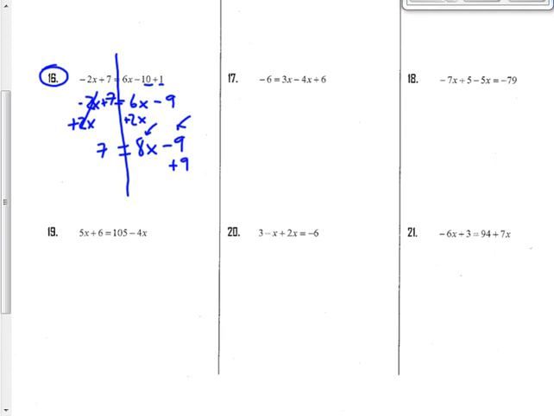Get rid of the minus 9 first by adding 9. So I get 16 is equal to 8x. Divide by 8 because it was 8 times x, and x is equal to 2. And go through and finish off this worksheet.